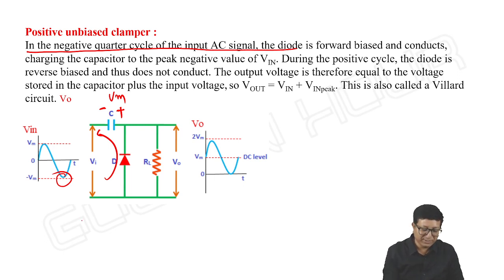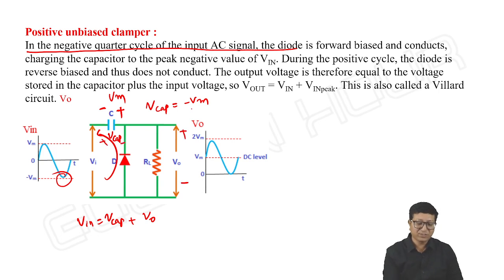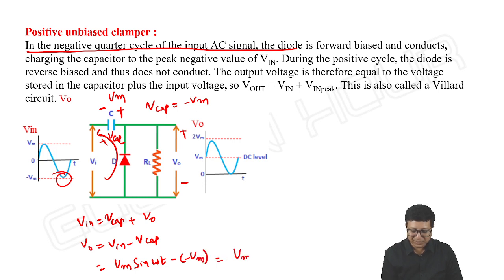Once it is charged, V input is equal to voltage across the capacitor plus V output, and V capacitor is equal to minus Vm. I'm taking V capacitor with polarities like this, V output polarities like this. So V capacitor is equal to minus Vm. So what is V output? It is V in minus V capacitor. V input is equal to Vm sine omega t, and V capacitor is equal to minus Vm. Ultimately, you can see Vm plus Vm sine omega t.